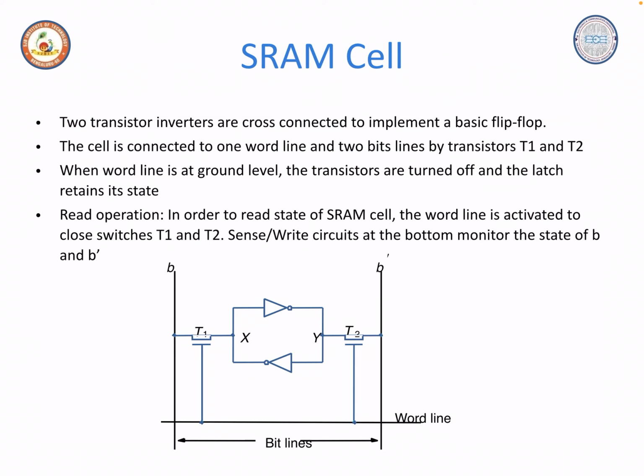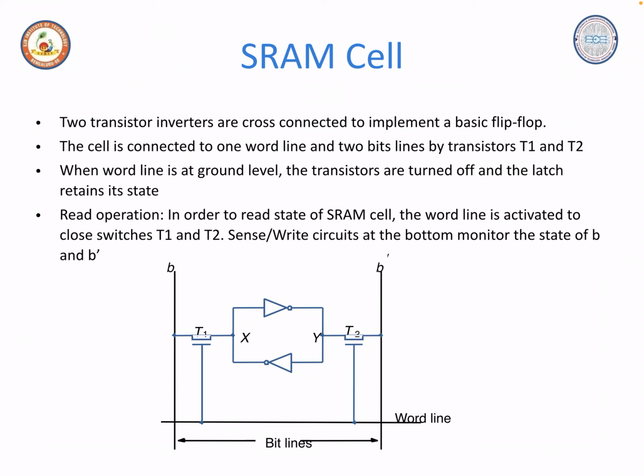If the cell is in state 1, the signal on the bit line B is high, and the signal on the bit line B dash is 0. The opposite is true if the cell is in state 0. Based on which state the cell is in, the data can be read through bit lines B and B dash. Thus B and B dash are always complement to each other. So you have a sense and write circuit at the end of the bit lines to monitor the states of the bits B and B dash and set the output accordingly.